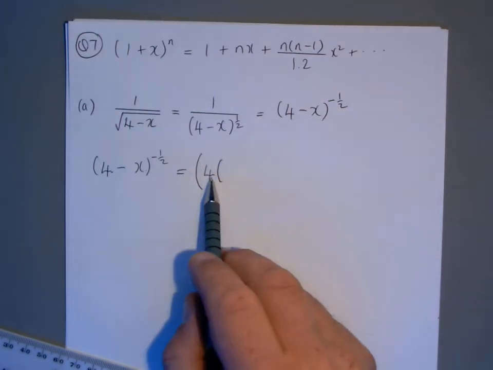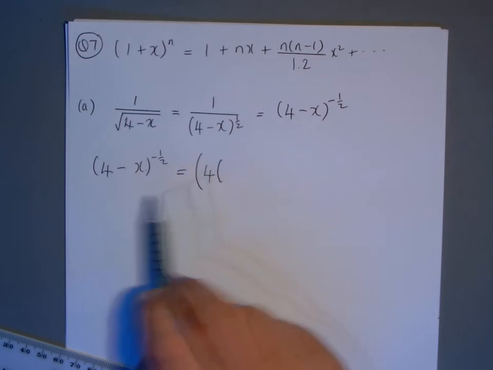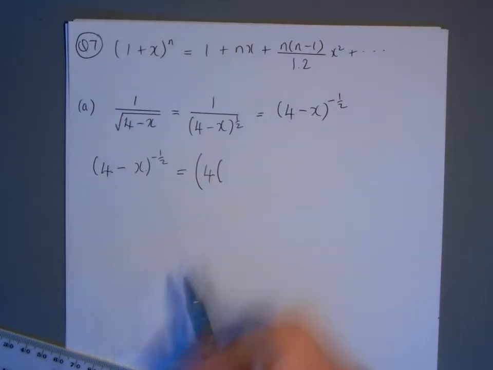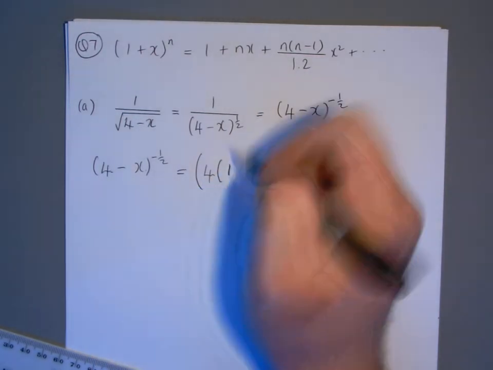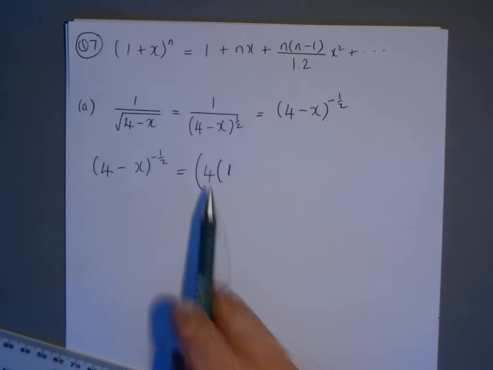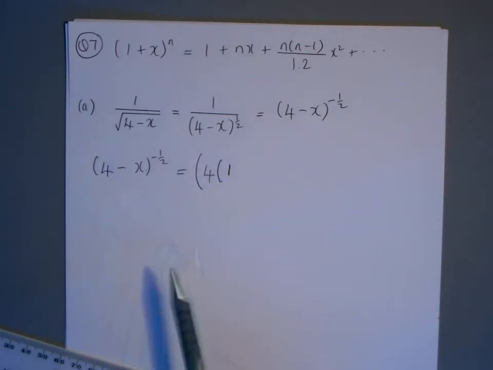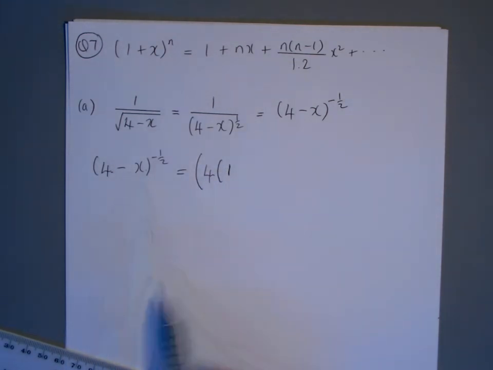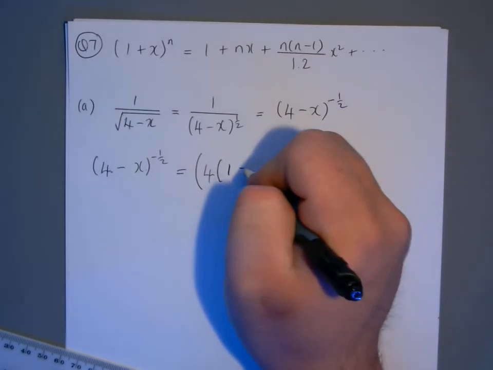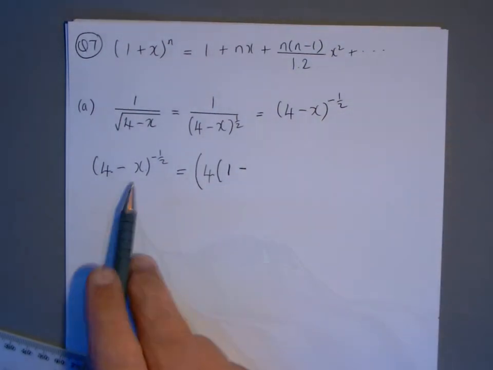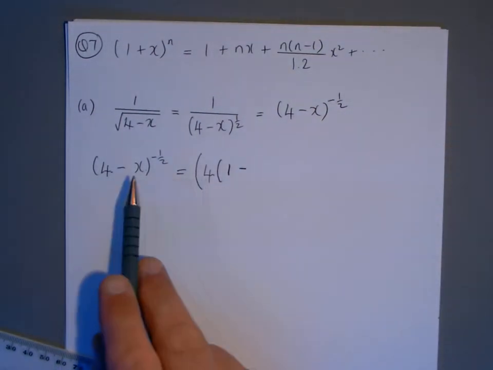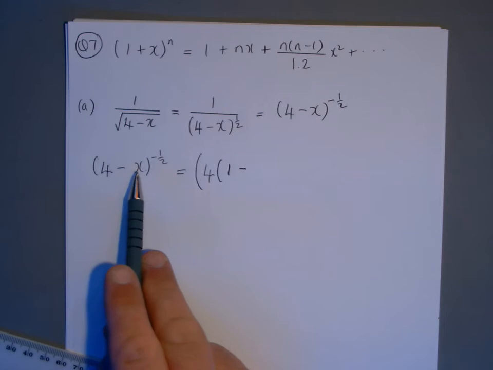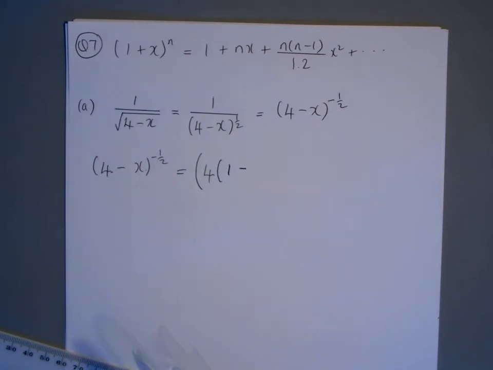So the question I ask myself is then, what do I times by 4 to get 4? Well, of course that's going to be 1, which is what I want. So when I times that out, I get the 4. But then the question is, what do you times by 4 to get negative x? Well, of course, there's going to be a negative there. But if you think about it, what do you times by 4 to get 1? Well, it's got to be a quarter, isn't it?